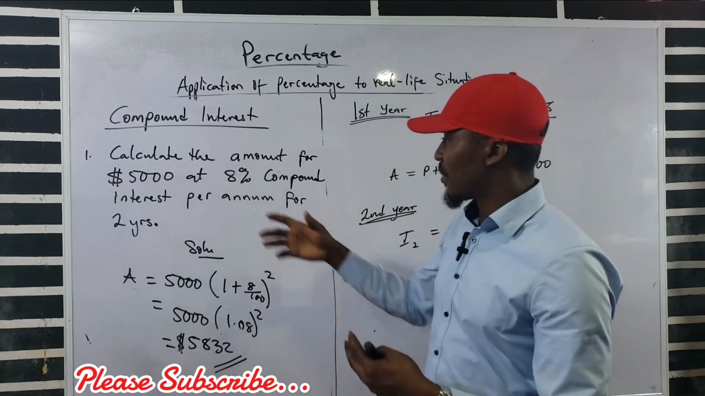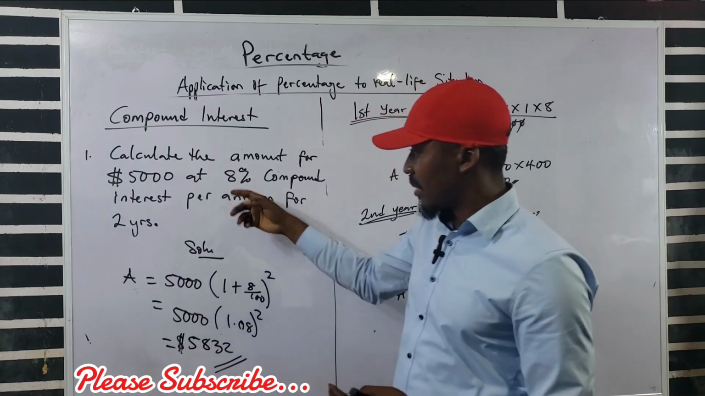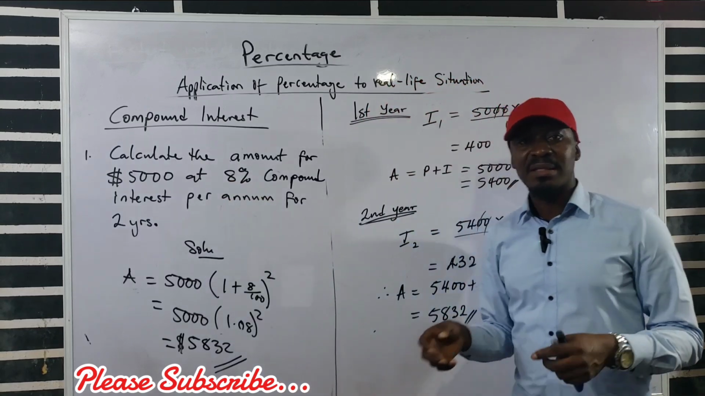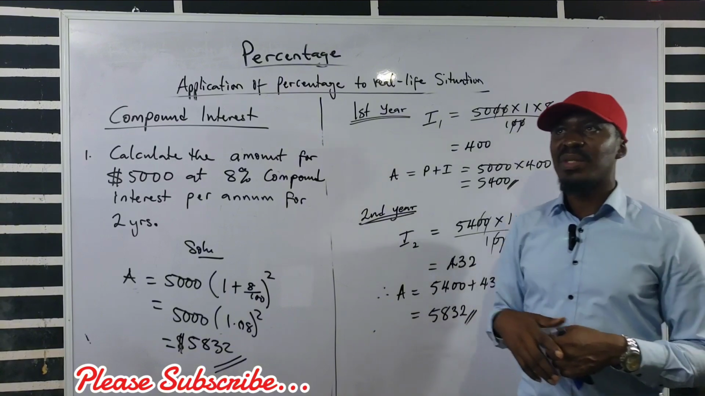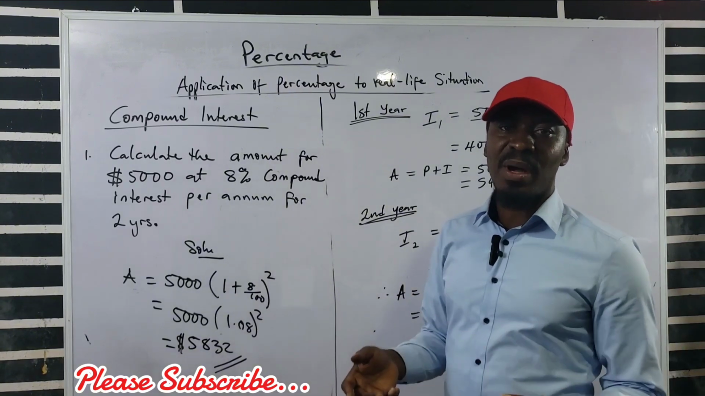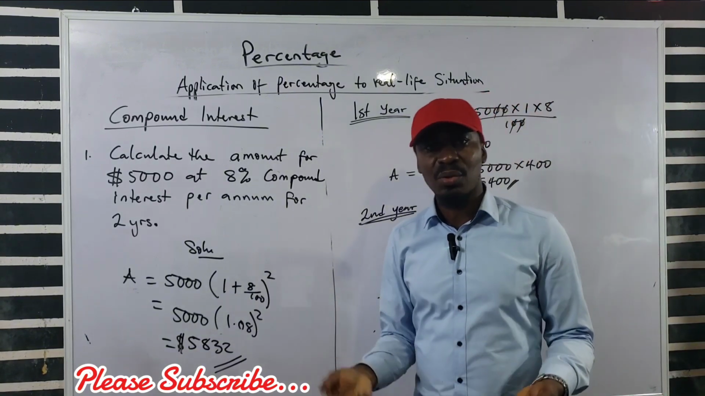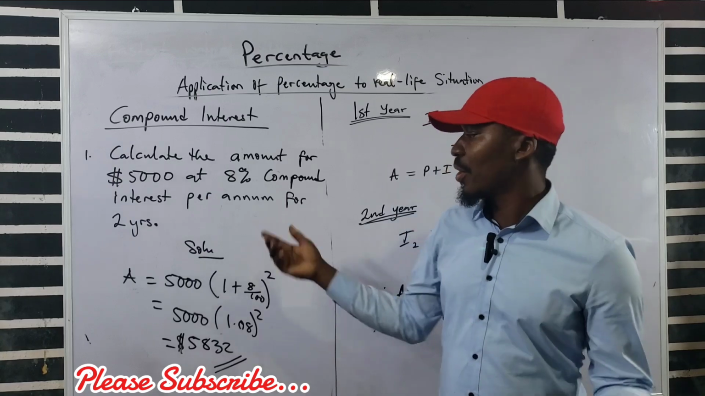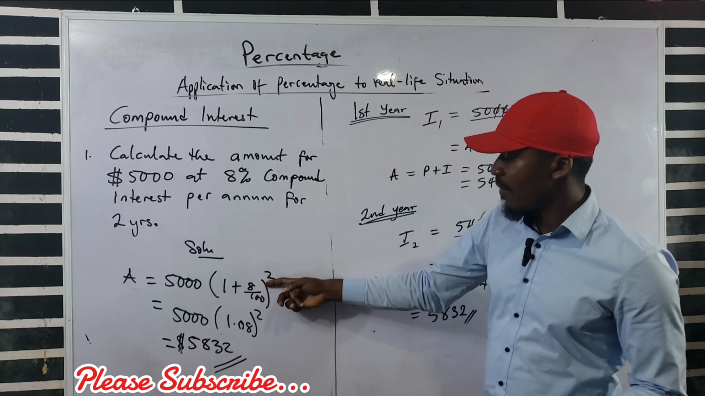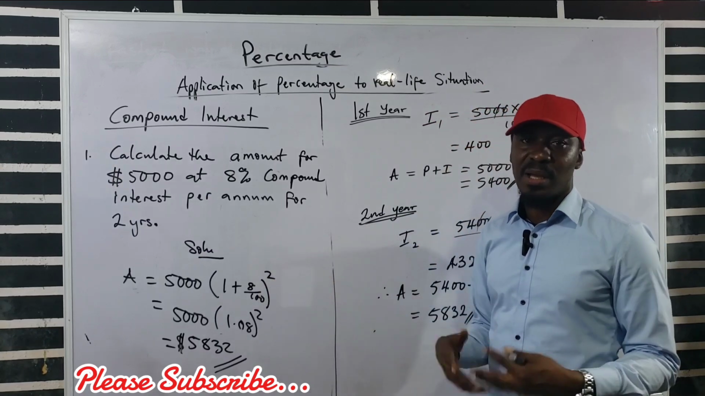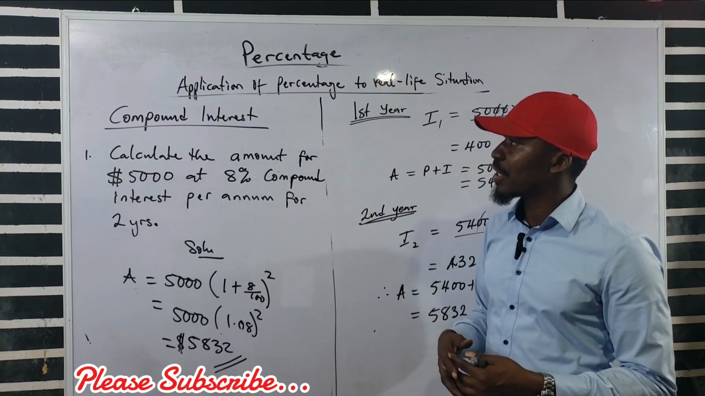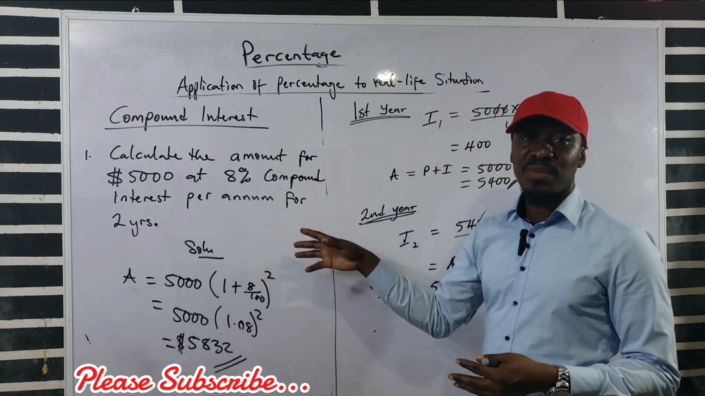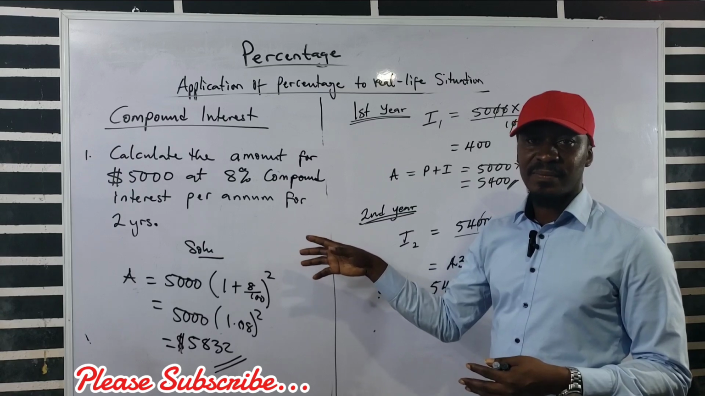Remember, you can be given something like this without the rate, and you'll be asked to find the rate. You can also be given it without the time or number of years, and be asked to find the number of years. All you need to do is put in your formula and find your n using the formula. Now, before we move to another application of percentage, let me say something on compound interest.